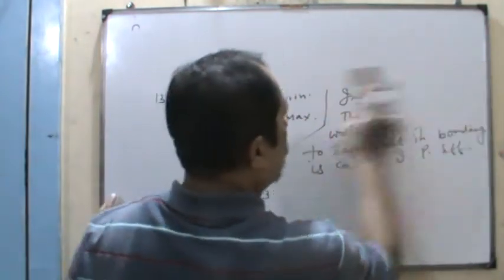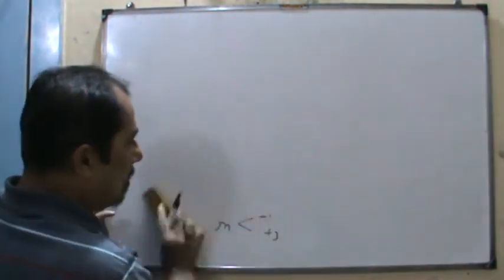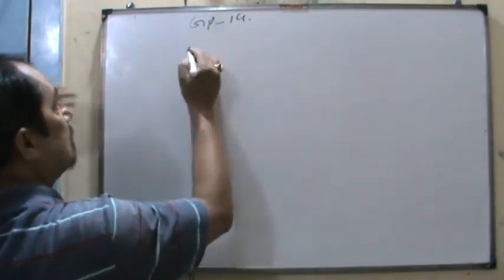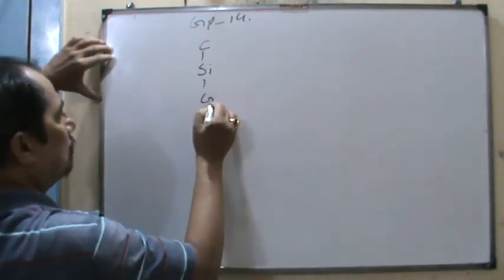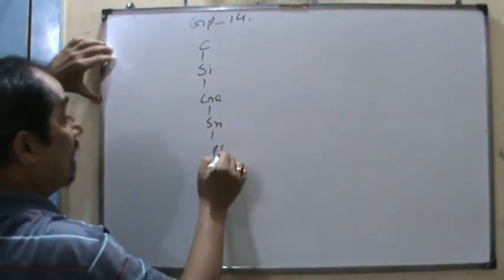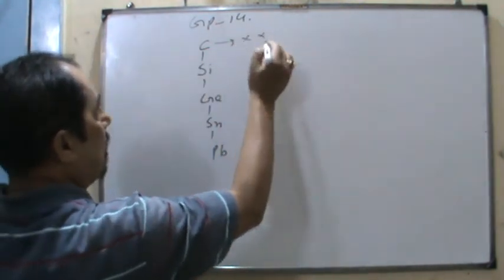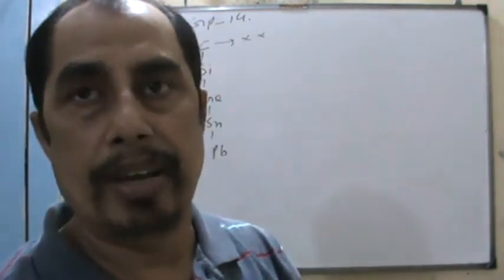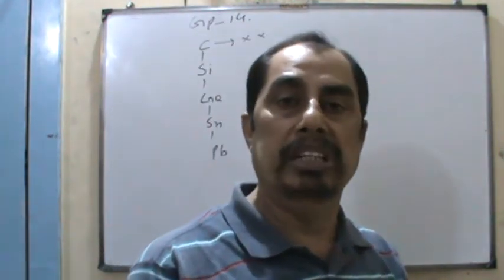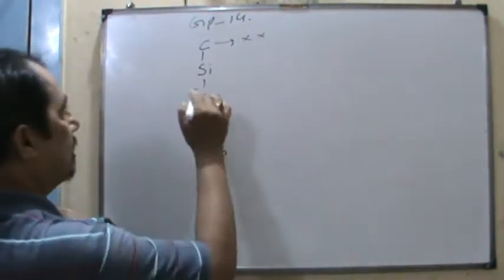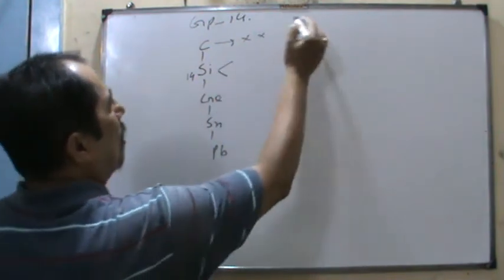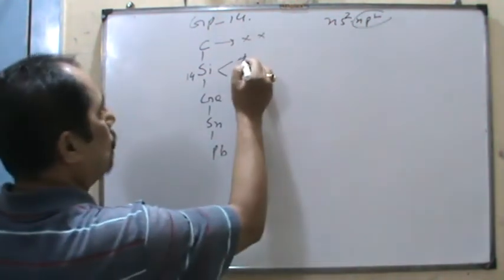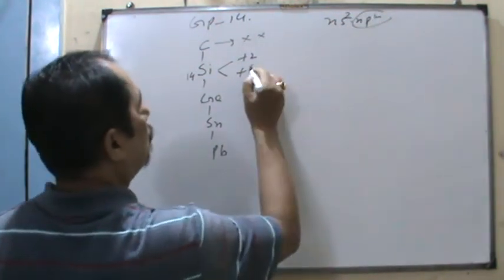I give you the example of group 14: carbon, silicon, germanium, tin, and lead. So carbon shows anomalous behavior because of its smaller atomic size and high ionization energy. Therefore, it will not show the inert pair effect. But so far as silicon is concerned, the configuration is ns2 and np2. The first two electrons will be lost, giving +2, and then +4.